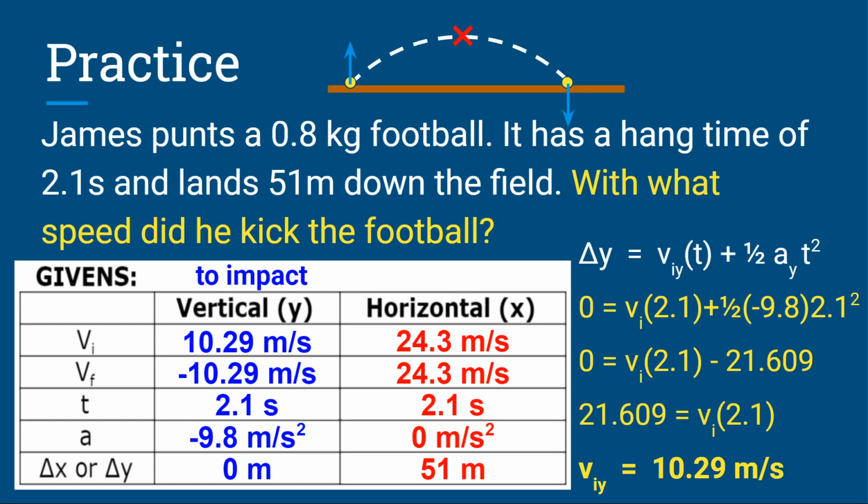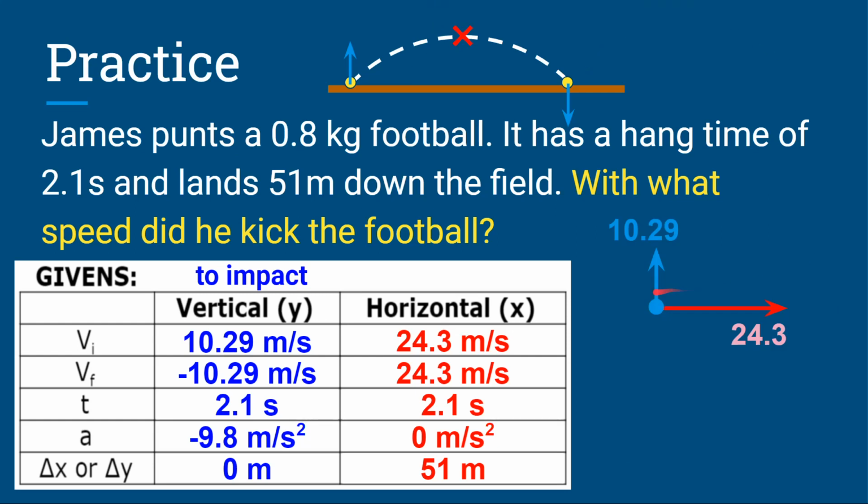So I have everything filled in, but I still haven't answered the question because the question doesn't say, what's the vertical speed or what's the horizontal speed? It just says, what's the speed? So I know that when the ball gets kicked, it has a horizontal velocity of 24.3 and a vertical velocity of 10.9. I need to figure out what the total velocity is, the total speed.